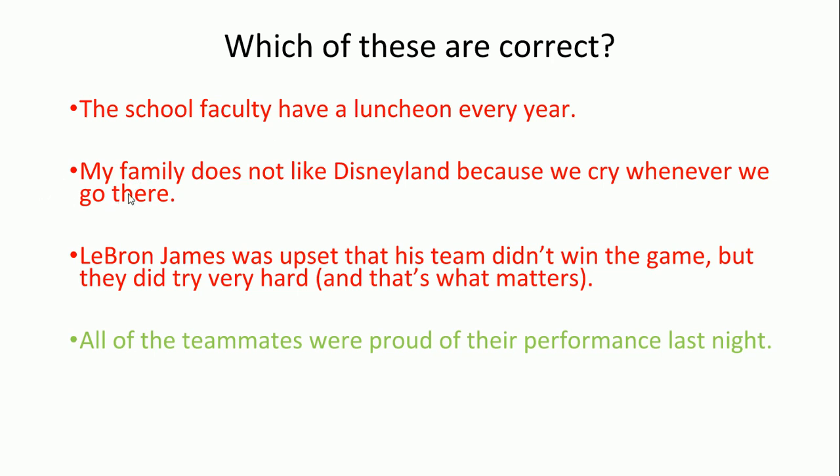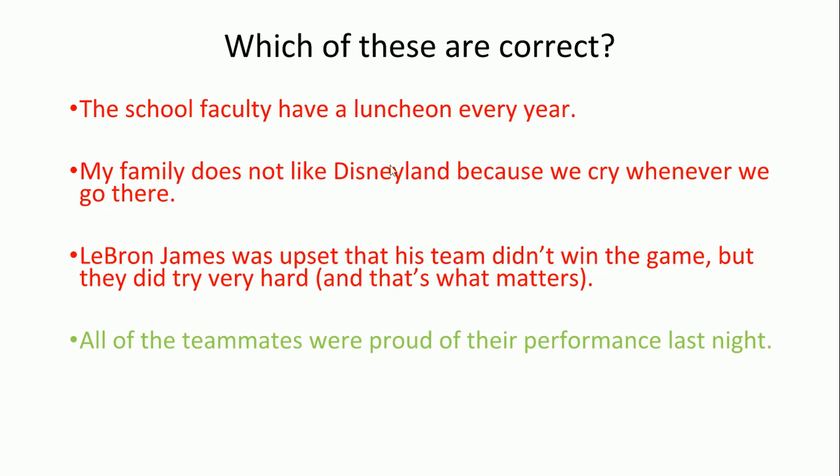Then down here, my family does not like Disneyland because we cry whenever we go there. That is very sad, and it's even more sad because this sentence is grammatically incorrect. Family is a collective singular noun. It's singular. We is a plural pronoun. You can't pair a plural pronoun with a singular noun. So we could change this.